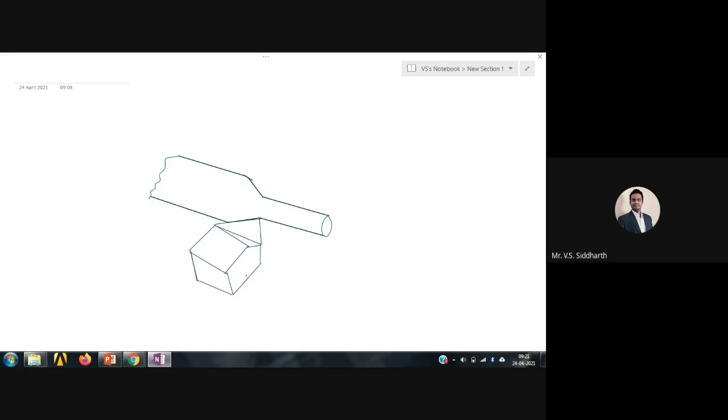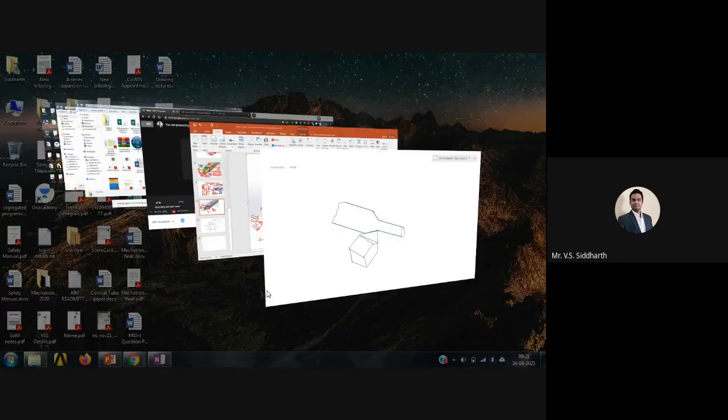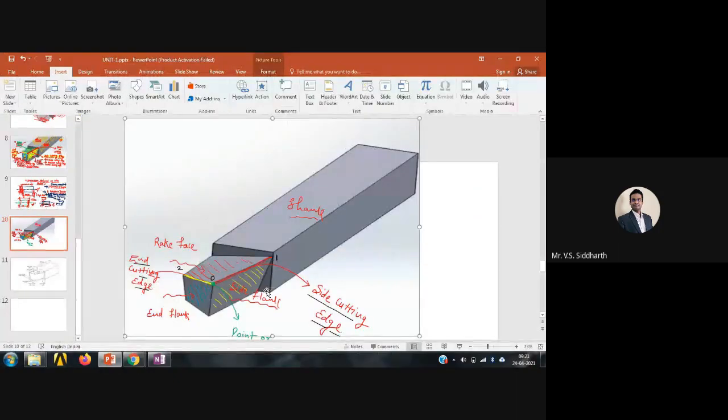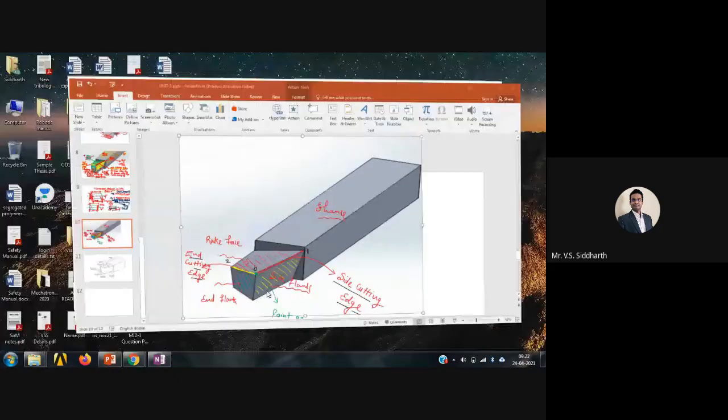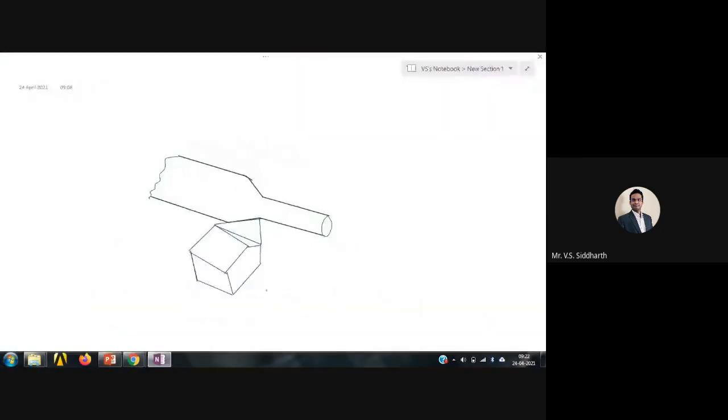Do you agree with me that I am showing the backside view of the same diagram, which is this one? Do you agree with me or not? Yes, sir. Actually, I can't listen. I don't remember your name. Just a minute. Yes, Nayak, please comment in the chat section.